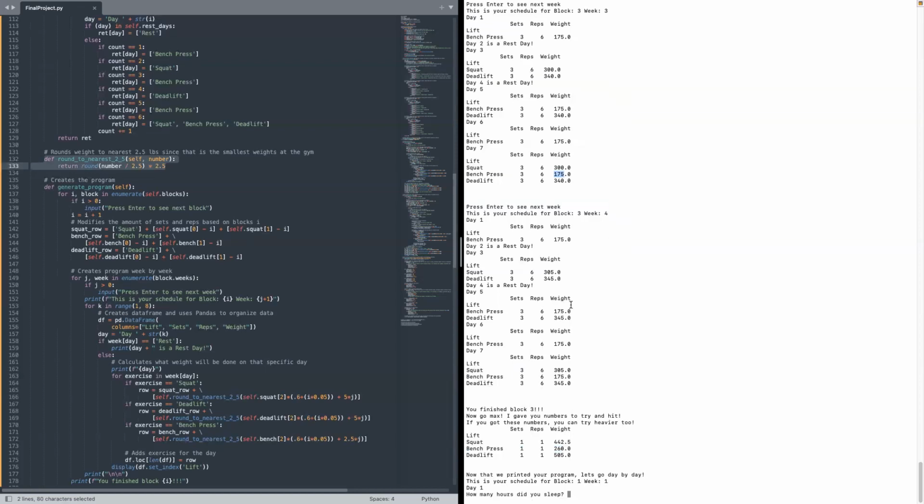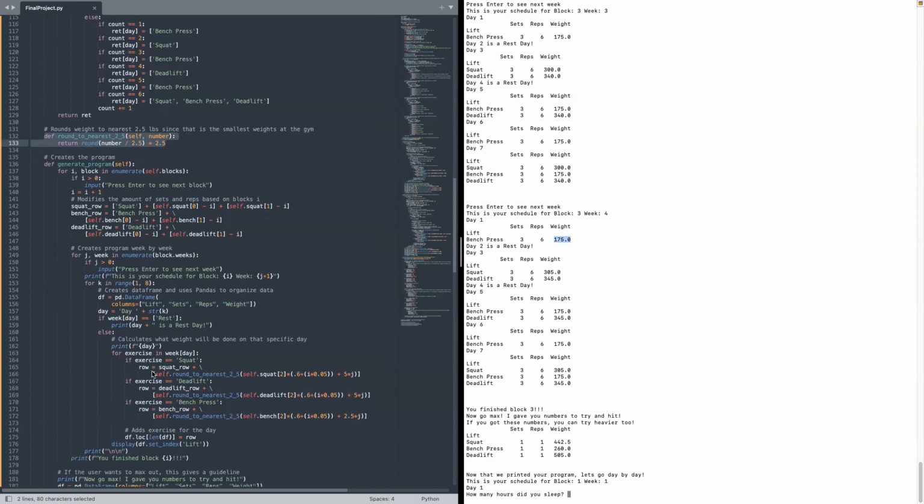And sometimes for that reason, you will see that the weight does not actually increase week to week. So right here, you see that the weight is 175 pounds for the third week and 135 pounds again for the fourth week. And this is because I rounded, otherwise it would give me weird numbers. And that's implemented here. And let me go back a little bit right here.